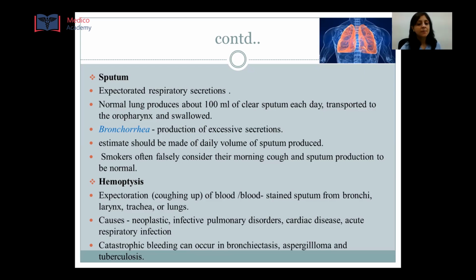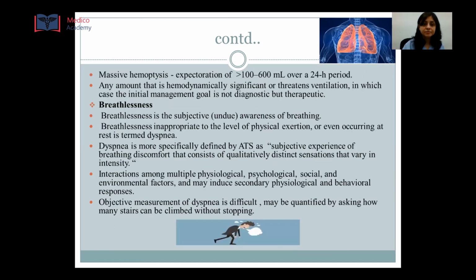Third symptom is your hemoptysis. What is hemoptysis? Expectoration or coughing up of blood or blood-stained sputum from the bronchi, larynx, trachea or lungs. Causes can be any: neoplastic, infective pulmonary disorder, cardiac disease, acute respiratory infection. We can see catastrophic bleeding in bronchiectasis, aspergilloma, tuberculosis.